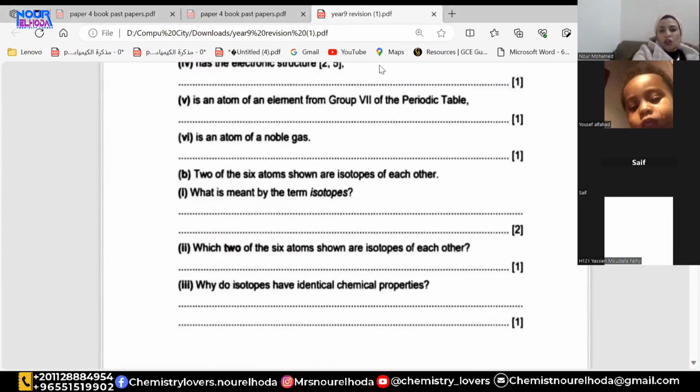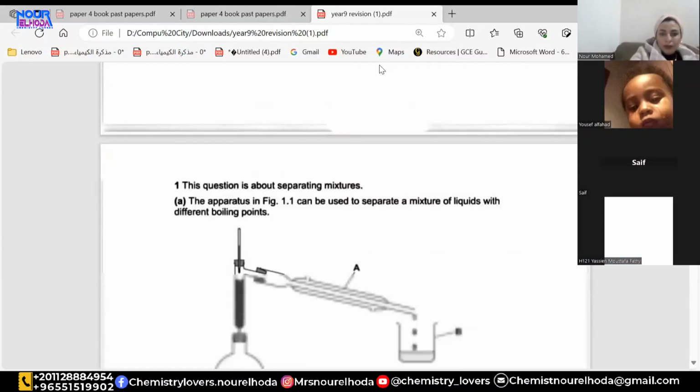Next, why do isotopes have the same chemical properties? This is a very important question. Because they have the same electrons in the outer shell, or because they have the same configuration. You can say they have the same configuration or they have the same electrons in the outer shell. Both are correct. Okay?